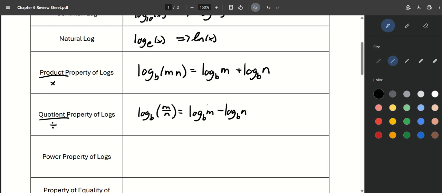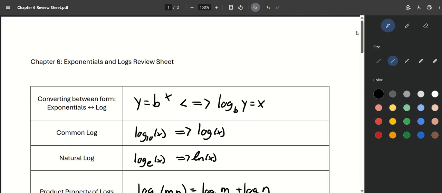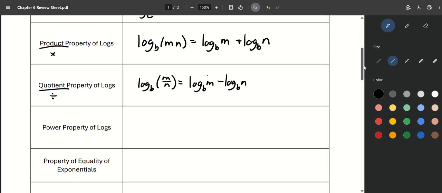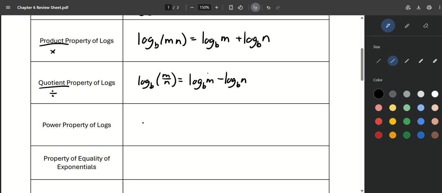Okay, we're doing a review sheet for the test. These were the first few up at the top, so you can pause it to look at it. Now we're on power property. How do I start power property of logs? Log base b. Yep. And how do I expand that out? Yep, so my exponent comes down in front.